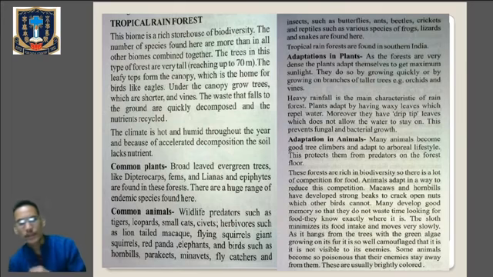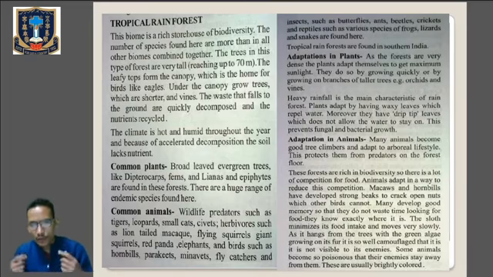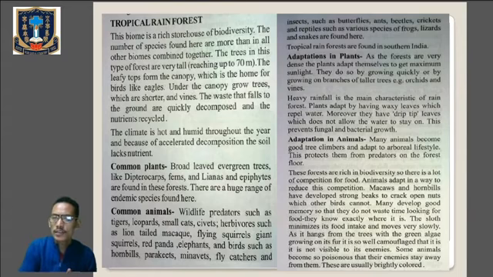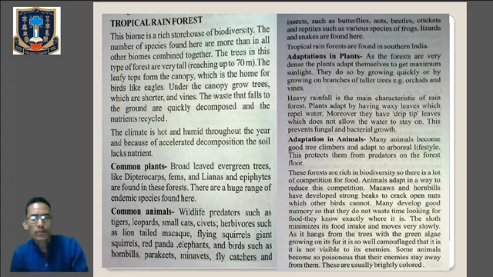So those plants, let's say herbs, shrubs and smaller trees, have to adapt themselves to absorb the maximum amount of sunlight. Clear? Therefore, the first adaptation we see in the plants present in the tropical rainforest is to adapt themselves to get the maximum sunlight. They do so by growing quickly or by growing on branches of taller trees, for example orchids and vines.